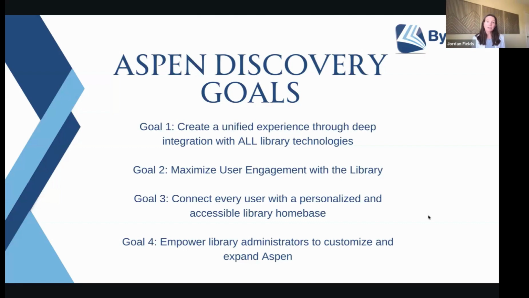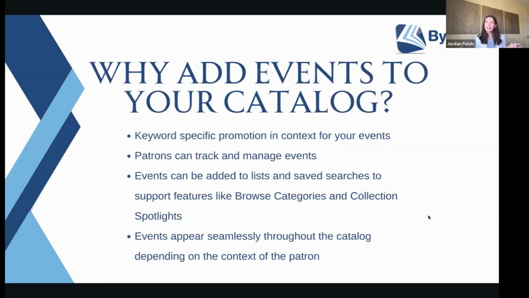Last is to empower library administrators to customize and expand Aspen, and including events within Aspen is definitely a part of that expansion. So why might you want to add events to your library catalog? The first reason is keyword-specific promotion in context. So as you'll see today, if you have an author coming to your library, fans of that author are going to be searching your library catalog for books by that author, of course. But if the author is coming, you'll also have that opportunity to then expose that event to the person searching.